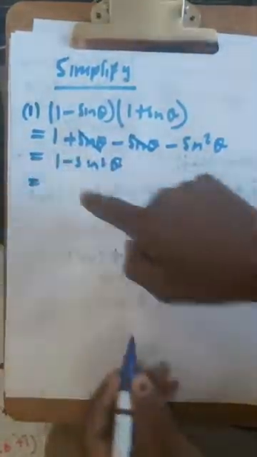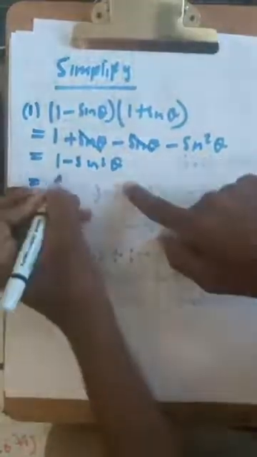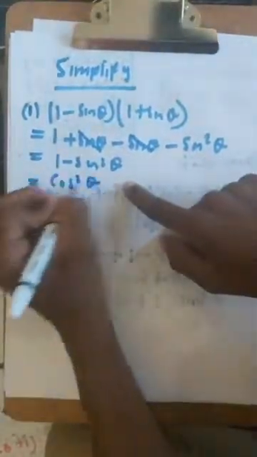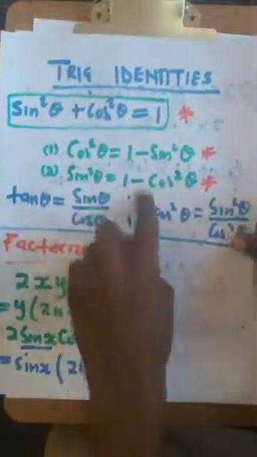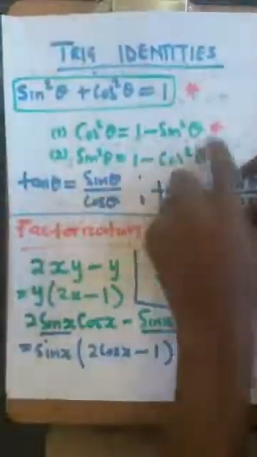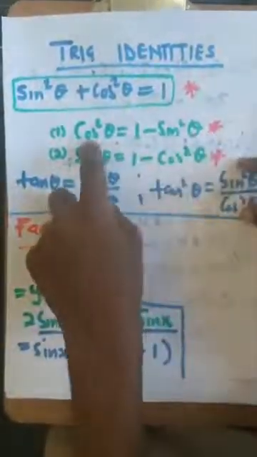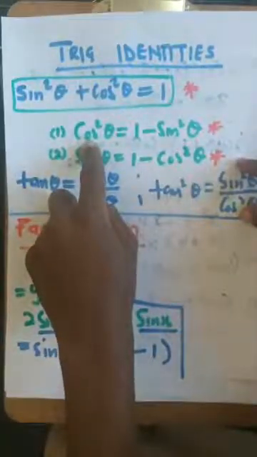This one and this one is 0. So 1 minus sine square of theta, you can see is also equal to cos square of theta, using those trig identities. You remember those ones, right? Using these trig identities, 1 minus sine squared theta is equal to cos squared theta. I can just solve it like that, I can just simplify it like that.